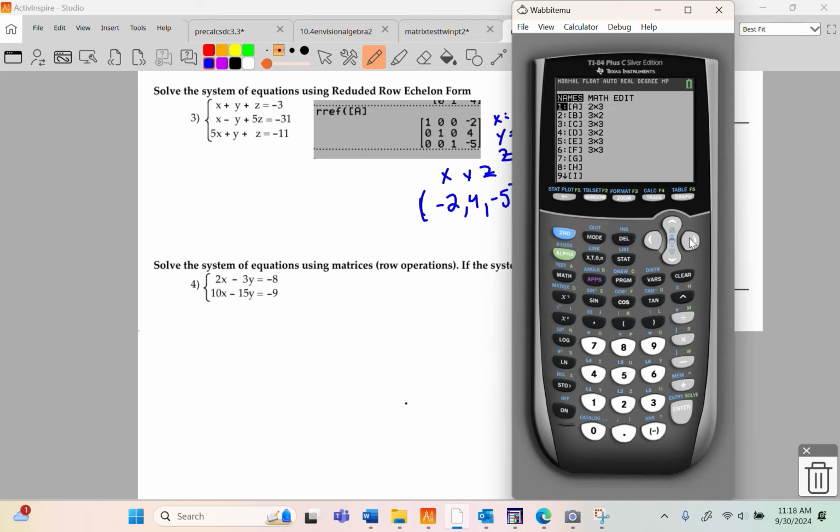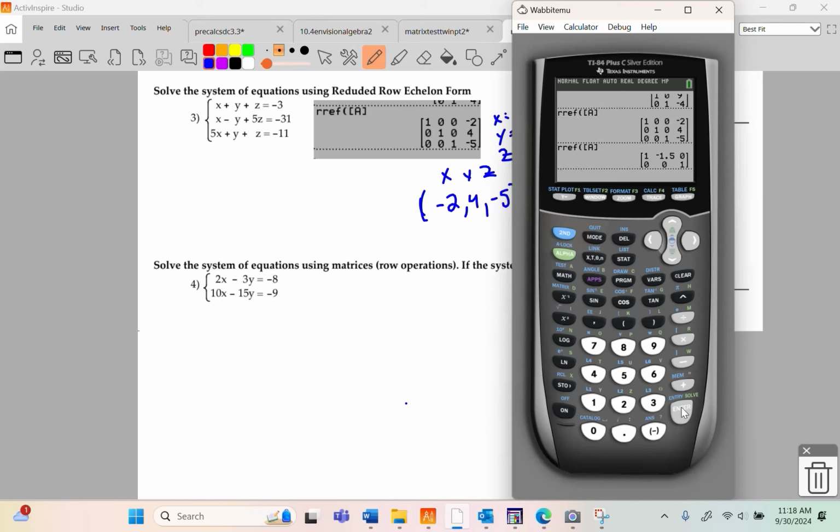I go to second matrix, I scroll on over to math. I can either hit the down arrow a whole bunch of times until I see it, or the up arrow fewer times, or I can use alphanumeric shortcuts. Anyways, looking for double REF. That was done in matrix A. Ta-da!